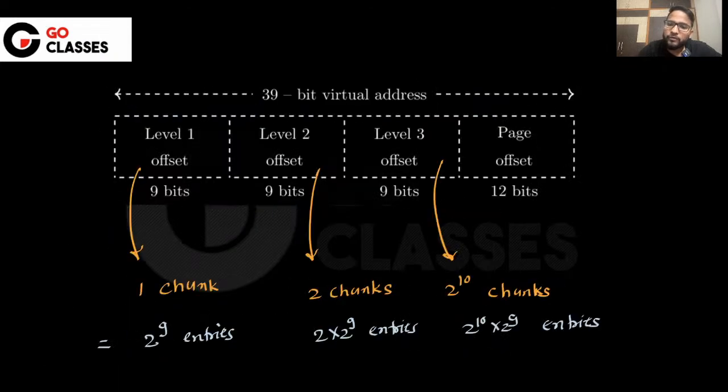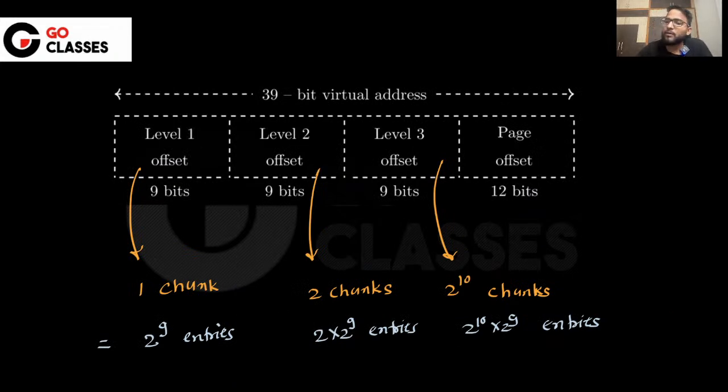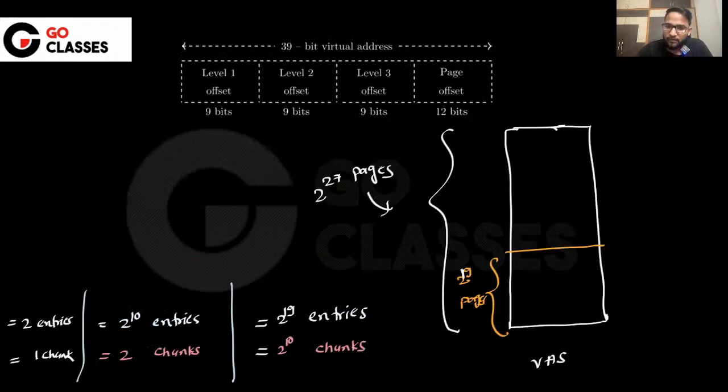See, what we are doing at every level, we are just maintaining the minimum entries that are required, right? At every level, we need 2 power 19 entries because I just need to refer 2 power 19 pages. So these are the minimum entries that are required at this level, and based on that, these are the chunks I required.